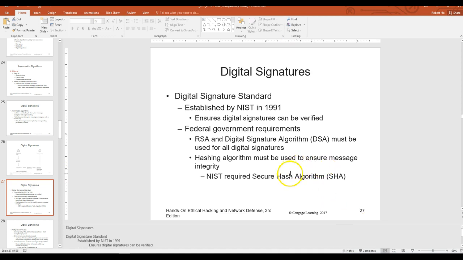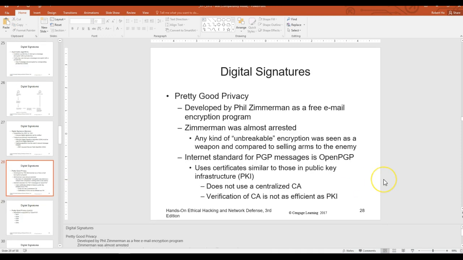A hashing algorithm must be used to ensure message integrity. We use SHA. You have SHA-1, SHA-2, and SHA-3. The secure hash algorithm SHA-3 is the latest one. Okay, I think I'm going to stop right here.